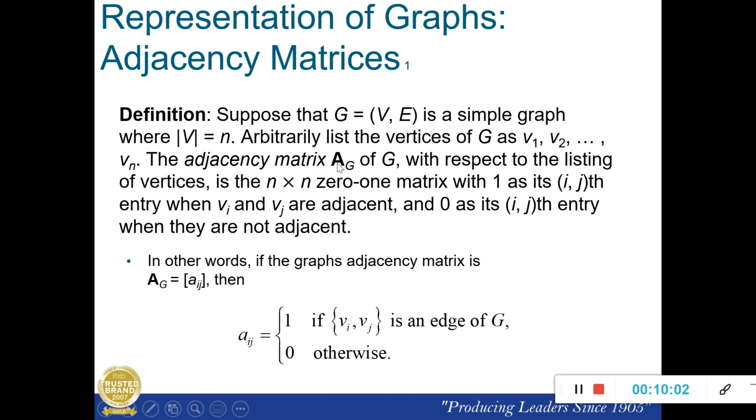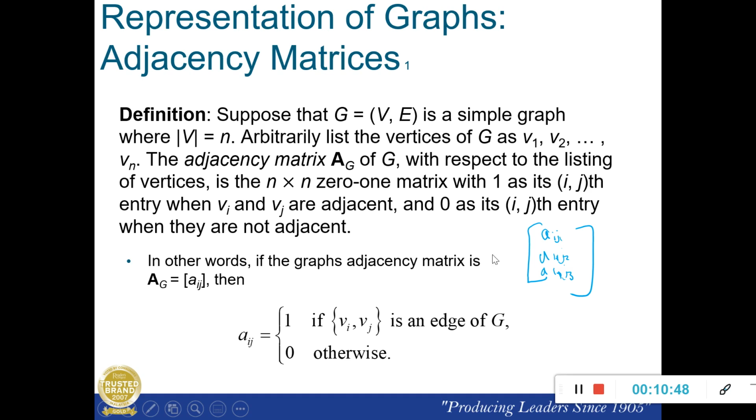The adjacency matrix A_G of G with respect to the listing of vertices is the n times n zero-one matrix with 1 as its ij entry when Vi and Vj are adjacent, and 0 as its ij entry when they are not adjacent. So the entries are a_ij, like a_i1 j1, a_i2 j... Just don't worry about the definition. Later we'll go to the example.